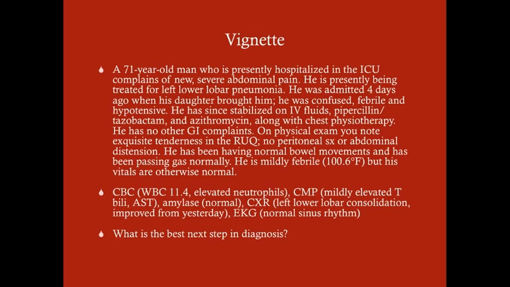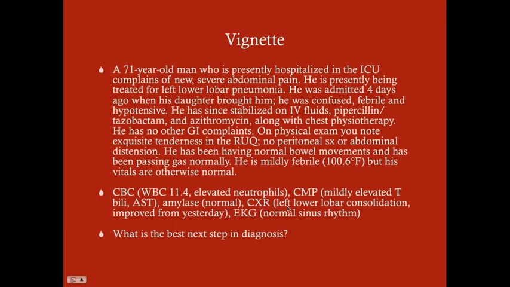CBC shows white blood cells 11.4, which may not be unusual because he's got pneumonia. Elevated neutrophils. CMP shows mildly elevated T-bili and AST. Now, if this white blood cell count was coming from the pneumonia alone, we wouldn't have a mildly elevated T-bili and AST. So this is not normal, and this deserves working up. Amylase is normal, good. We know his pancreas is okay.